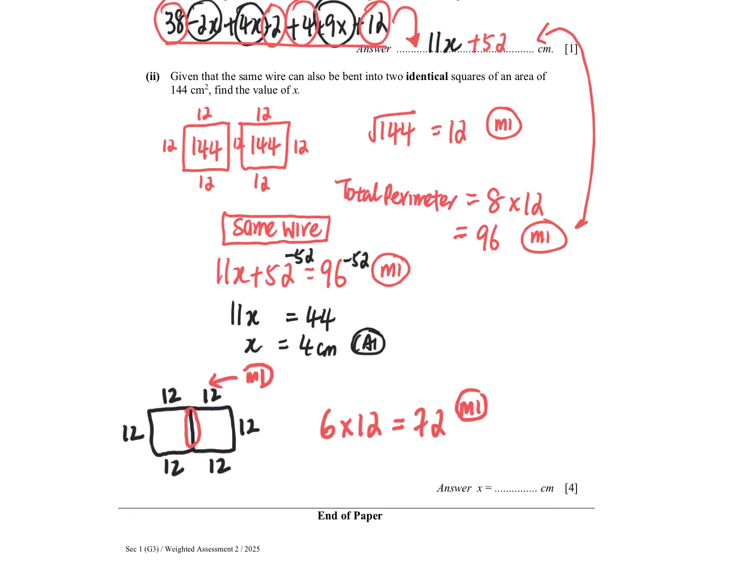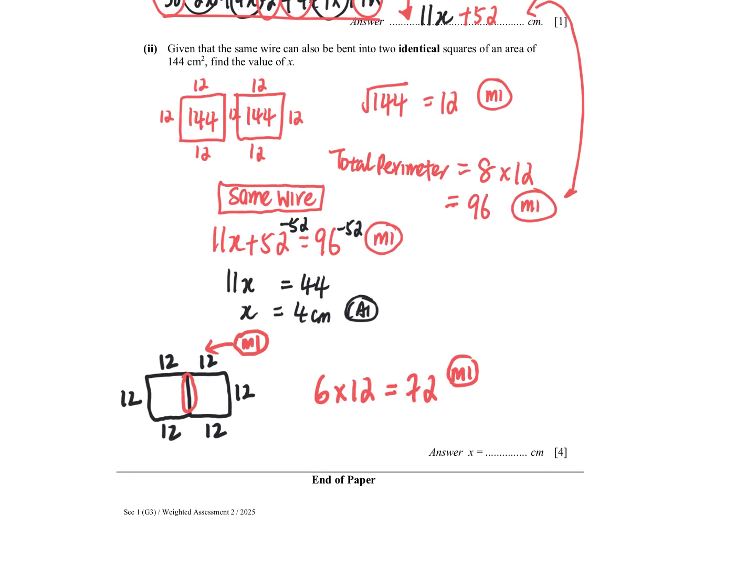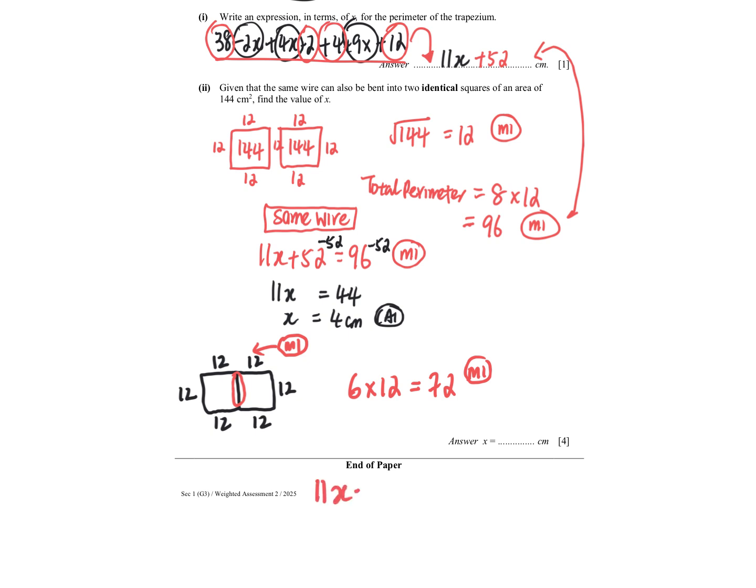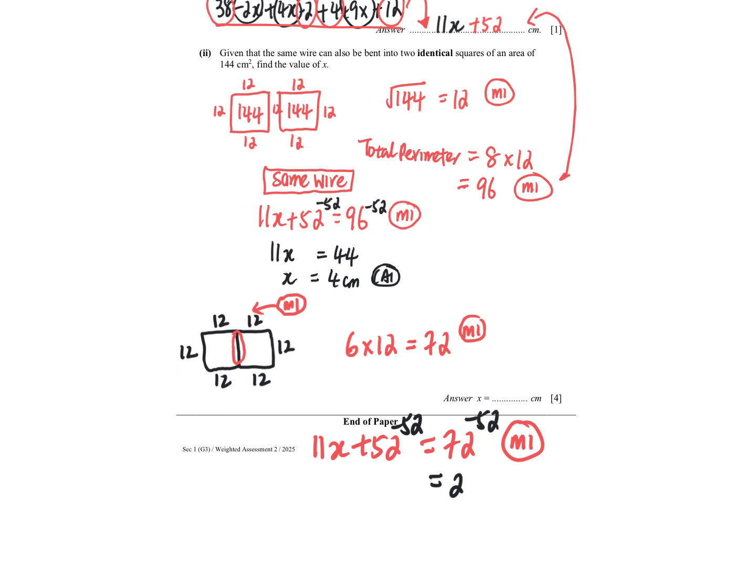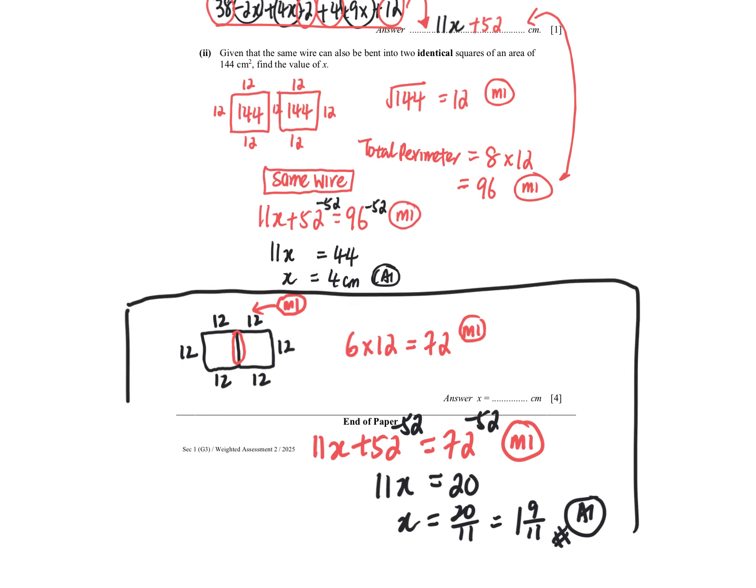So first mark is the 12. Second mark is this. Third mark is equating this to 72. And then the last mark is getting a different answer, sorry. So you would have gotten this as the final answer. Because there's a few of you writing this, we accepted it.